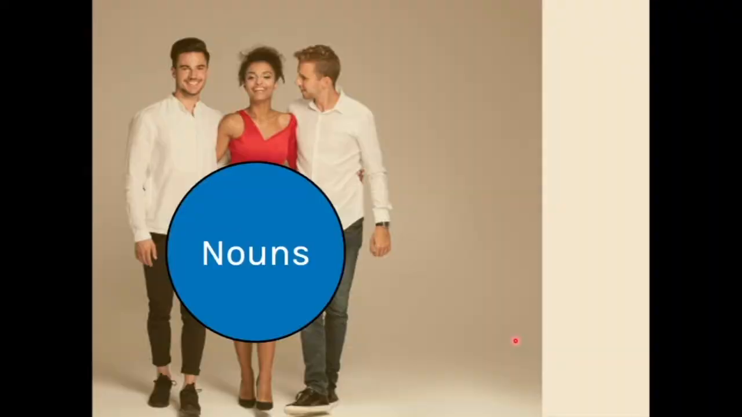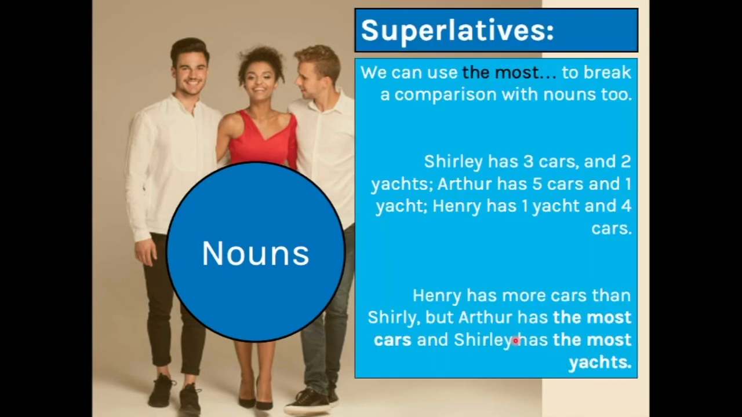We can also make comparisons using nouns. Let's talk about Arthur, Shirley, and Henry again. Shirley has three cars and two yachts. Arthur has five cars and one yacht. And Henry has one yacht and four cars. We can use the most to break a comparison with nouns. For example, Henry has more cars than Shirley, but Arthur has the most cars and Shirley has the most yachts, because Arthur has five cars and Shirley has two yachts.